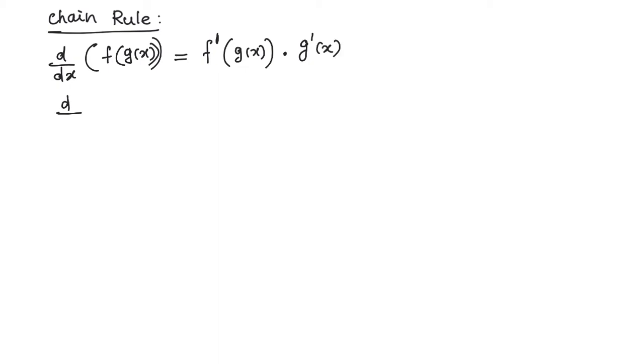Let me write it in simple notation form. If it is f of u where u is a function of x, then it will be f prime of u, the derivative of the outer function, the inner function stays the same, then we multiply by the derivative of the inner function.